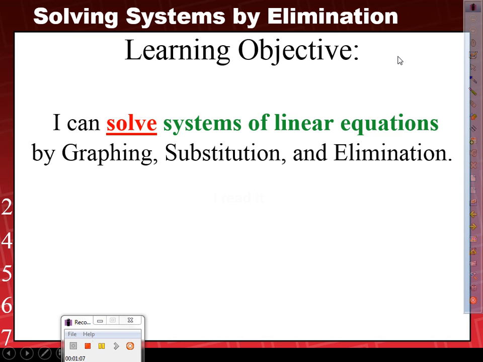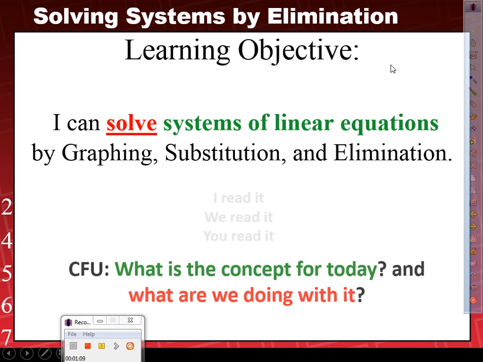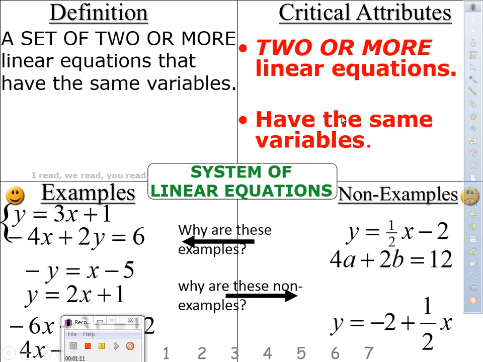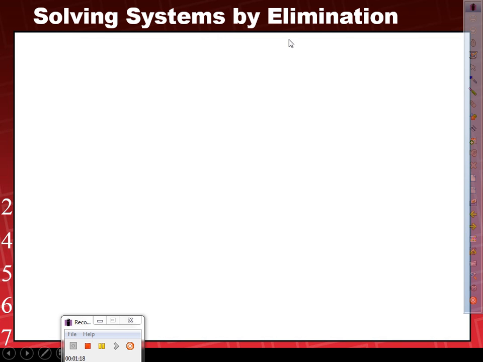So we don't need a Frayer model for systems of equations. We already did that on Monday, right? We already know that they need to be 2 or more and they need to have the same variables. But we do need steps. Copy these. Only 5 steps.